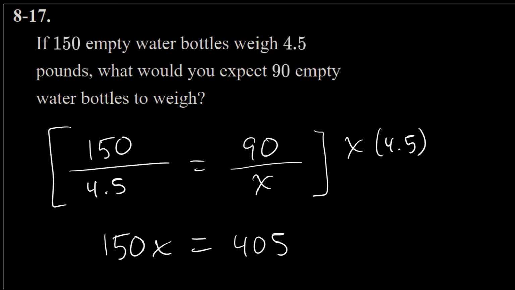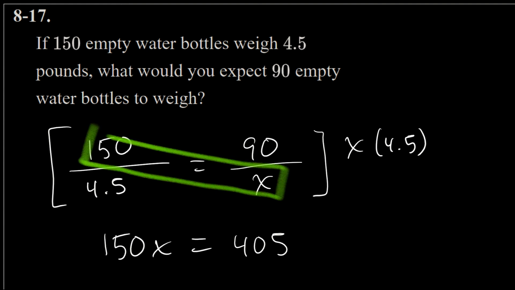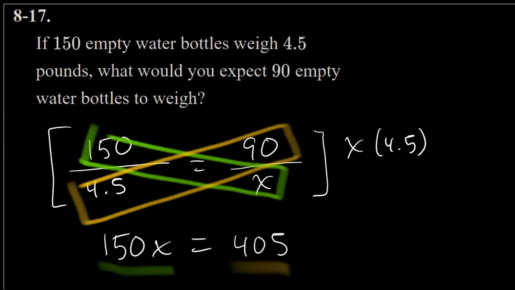Now, I'll point this out now that I've justified what I did, right? I just used the multiplication property of equality twice, multiplied by X, multiplied both sides by 4.5. But I want to point out that when I do that with a proportion, this product right here, 150 times X, shows up here. And the other thing that's true is the 4.5 times 90 shows up here. So if we truly have a proportion, which is just one ratio equal to another ratio, this cross products thing is a trick.